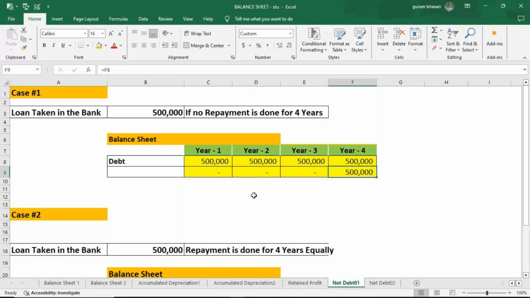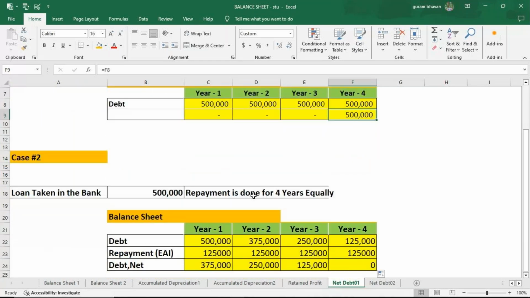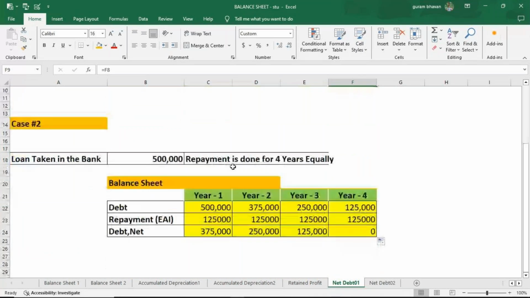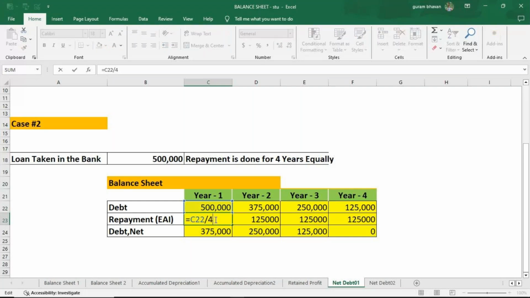If I am paying some amount, here I am paying equally over 4 years. I have taken 5 lakh rupees in the first year. First year I have paid the EAI, which will be 5 lakh divided by 4, where 4 is the number of years. Now what is the amount left after paying the repayment? The amount is debt minus EAI. I am going to get the net debt that is left.